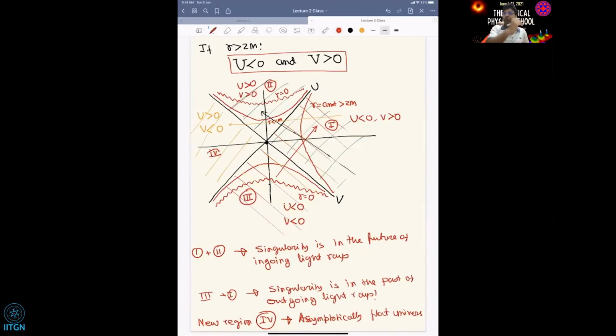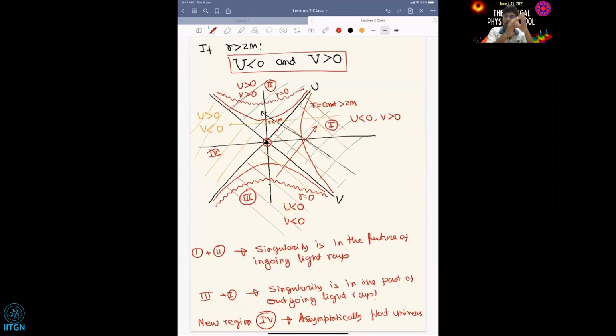Region 1 and region 2 are when ingoing light rays go into the black hole. Region 3 and region 1 are when outgoing light rays come out of the white hole. And there is a region 4, which is another asymptotically flat universe, connected to region 1 using this bridge at r equal to 2m. Every point here is also r equal to 2m. This is a 2-dimensional figure of a 4-dimensional manifold, so every point here represents a 2-sphere. I hope this is clear.